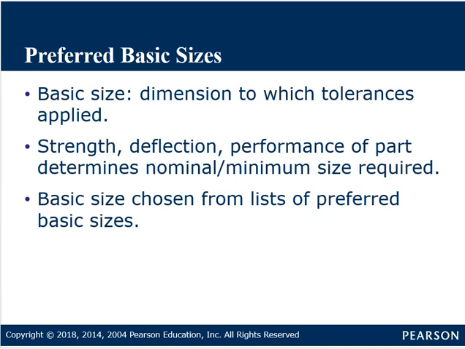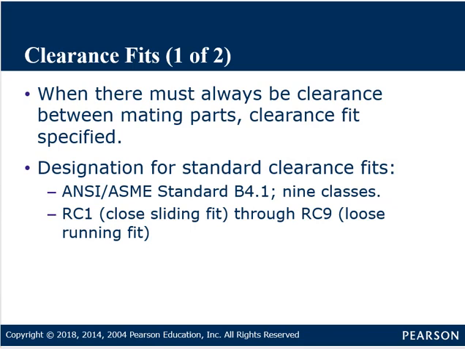Okay, let's talk about clearance fits now. In a clearance fit, there has to be motion between two mating parts, like a bearing and a pin. There has to be movement between them. So when there must always be a clearance between mating parts, you're going to want a clearance fit. The designation for standard clearance fits is shown in ASME Standard B4.1, classes RC1, which is a close sliding fit, through RC9, which is a loose running fit.